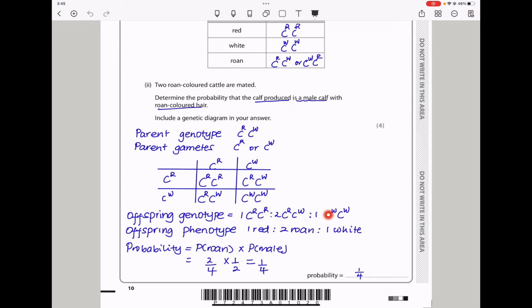So this is going to be the genotype, and the phenotype is going to be 1 red, 2 RO1, and 1 white. Now, to calculate our probability, they wanted probability of RO1, but also a male calf. So probability of male is 1/2. Probability of RO1 is going to be 2 out of 4, which is the same as a half. So a half times a half gives us 1/4, and therefore the probability is 1/4, or you could say 0.25. Some people can say even 25%, all those answers are acceptable.